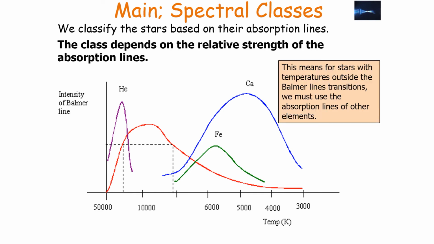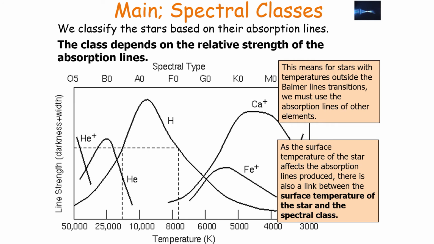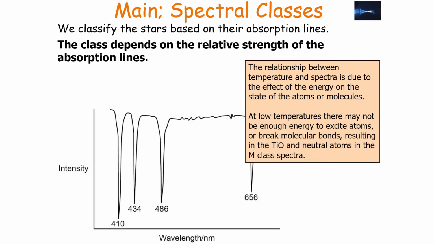So this means for stars with temperatures outside Balmer line transitions, we've got to use absorption lines of other elements, as shown in this particular diagram. Now, it's important to note that the link between surface temperature and spectral class is evident because temperature will affect the absorption lines produced. So again, the surface temperature also links to the colour, so the colour and the spectral class are intrinsically linked. Now, it's also important to note that the relationship between temperature and spectra is due to the effect of the energy on the state of the atoms or molecules.